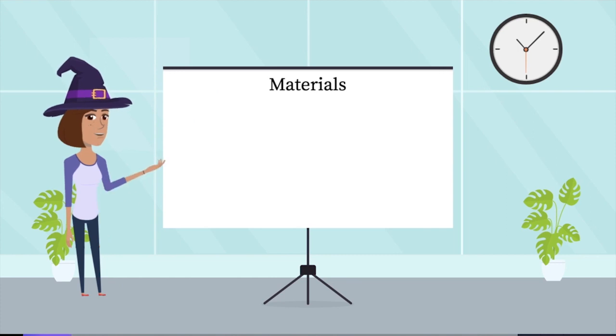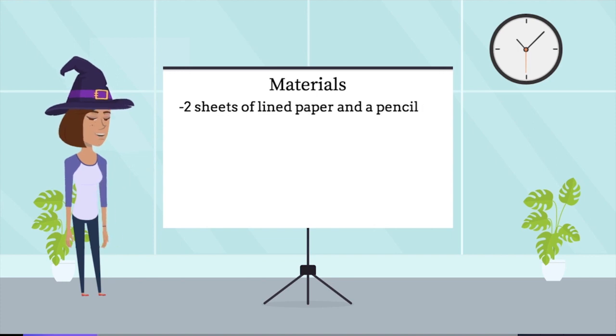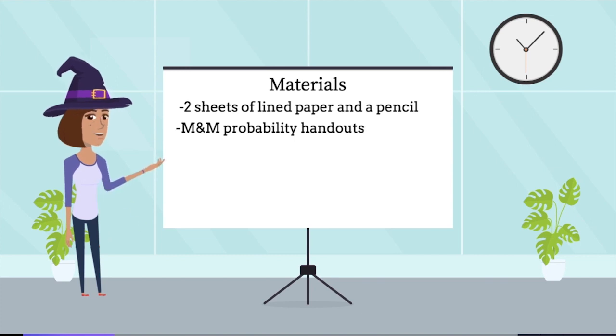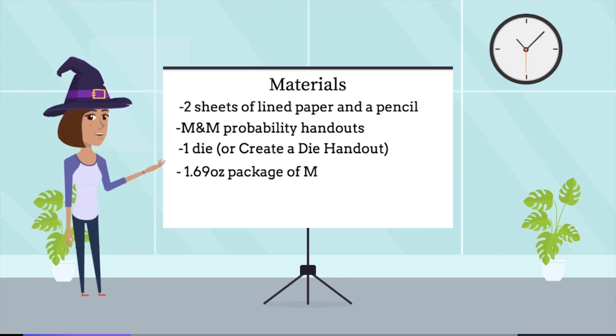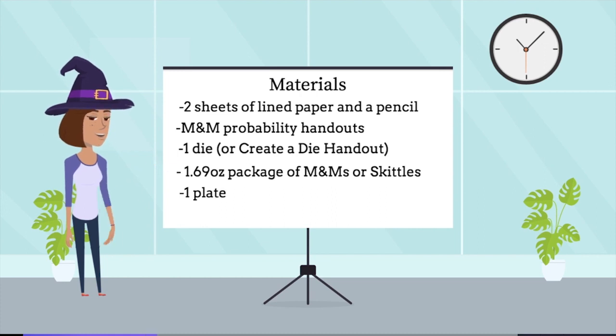Let's get started. Here are the materials you're going to need to complete this module. 2 sheets of lined paper and a pencil, the M&M probability handouts, 1 die, or you can use the create-a-die handout to make your own, a 1.69 ounce package of M&Ms or Skittles, 1 plate, and 1 calculator. Instead of candy, you can also use a different small multicolored object, like colored paper or colored paper clips.